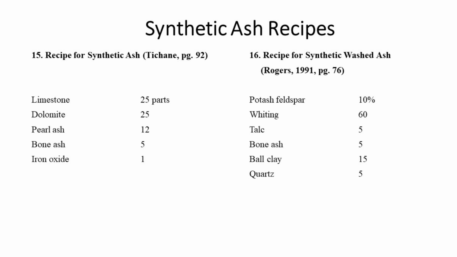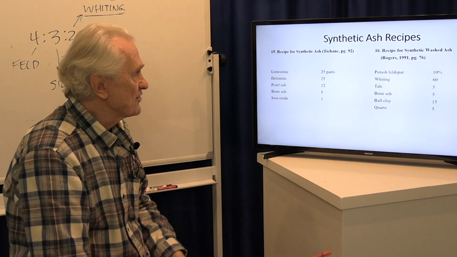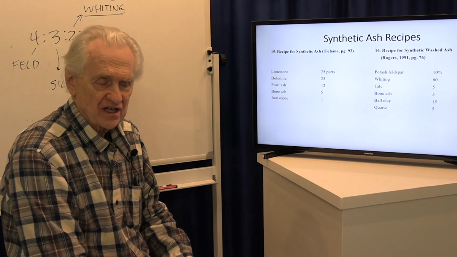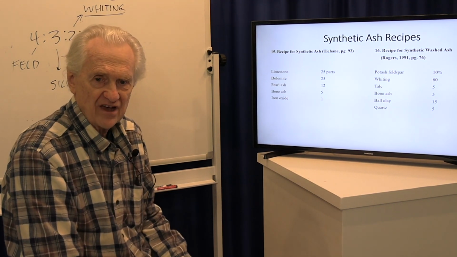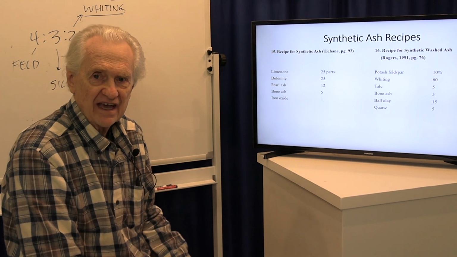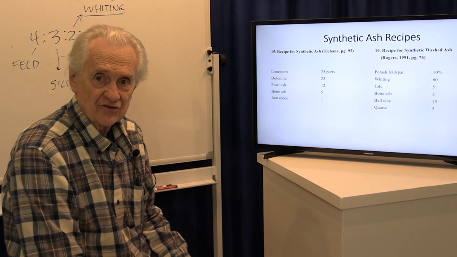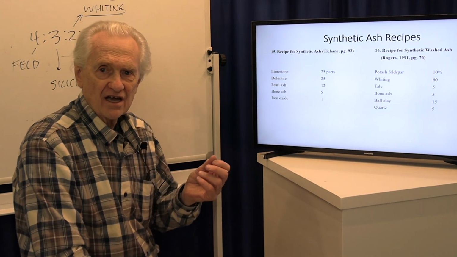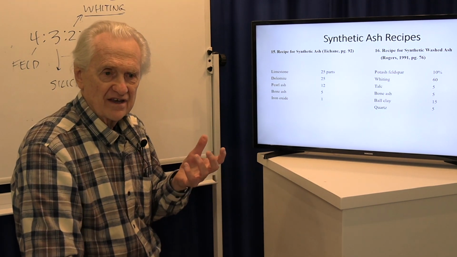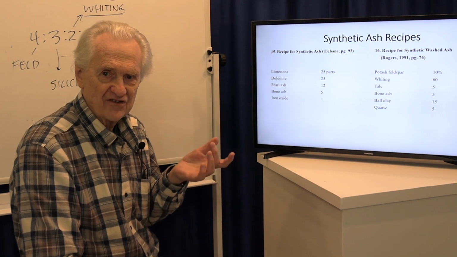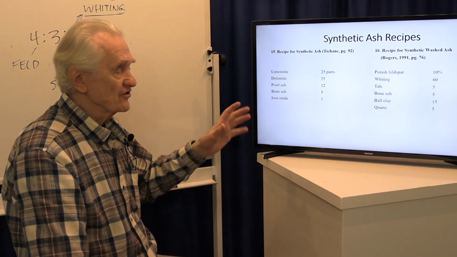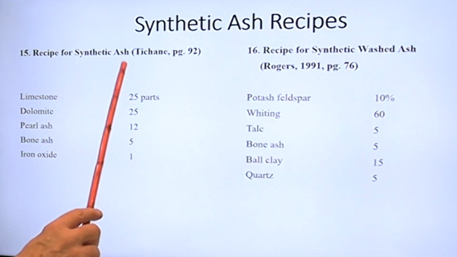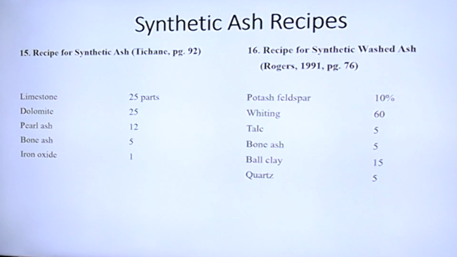Okay. Now, I mentioned in the third category when we were talking about ash glazes, that the third type of category is ash glazes that are synthetic ash. They don't actually contain any true ash. So that means I can make a combination of ingredients that have the same composition as ash but contain no ash. So that's what these are. These are recipes for actually making up just the ash, not a glaze.